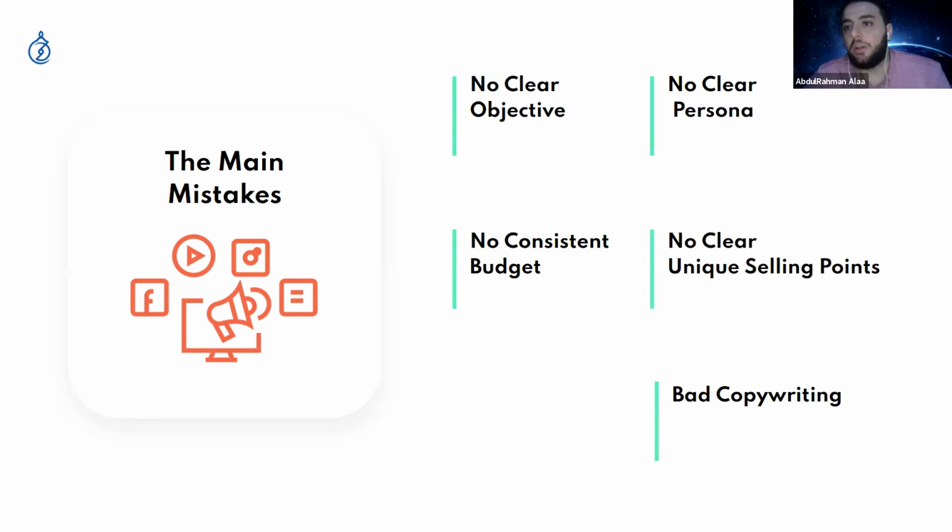Next, no clear unique selling point. That's so important, guys. If you are running a business and using Facebook for marketing, remember that Facebook is just for marketing. If your product is not good or the market doesn't need it, it's not going to sell. That's clear. So make sure you have the time to work on your product, on your unique selling points, and on what makes your product or service stand out from the crowd, then you go to Facebook.